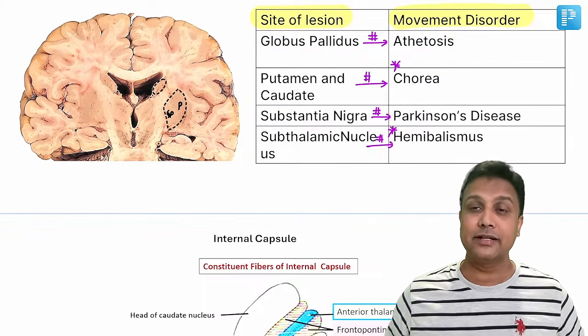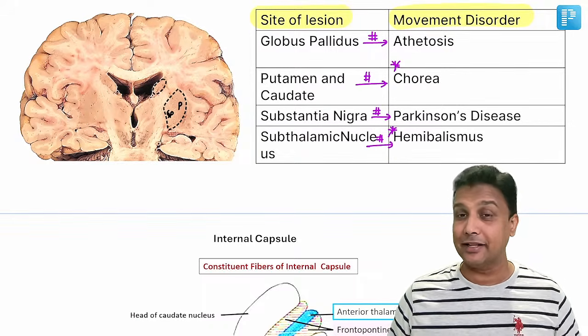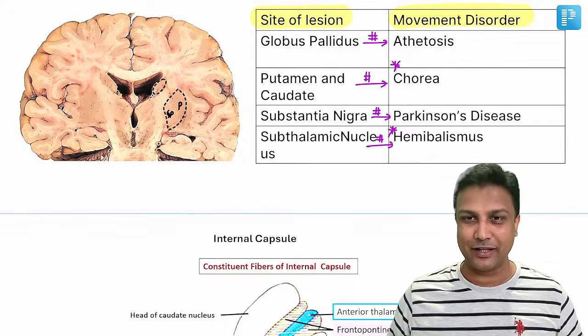Hemiballismus: the part of the basal ganglia which is involved here will be the subthalamic nucleus. So please remember this clinical application. We are done with this one here.